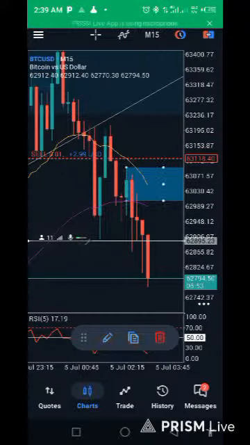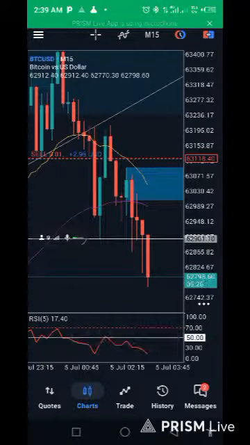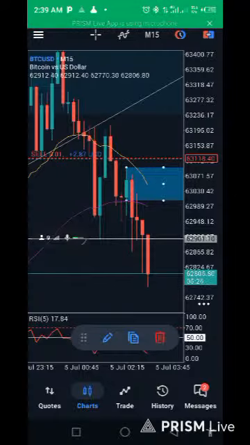You can see this other block that I put here, this blue block. This is where there's a demand zone. Most times, once it has broken this line, people tend to enter the trade quickly, which is wrong. It's very wrong. So you wait for it to retest, allow it to come back here.